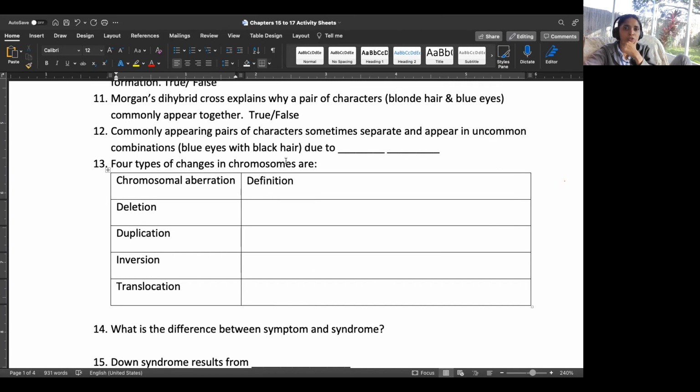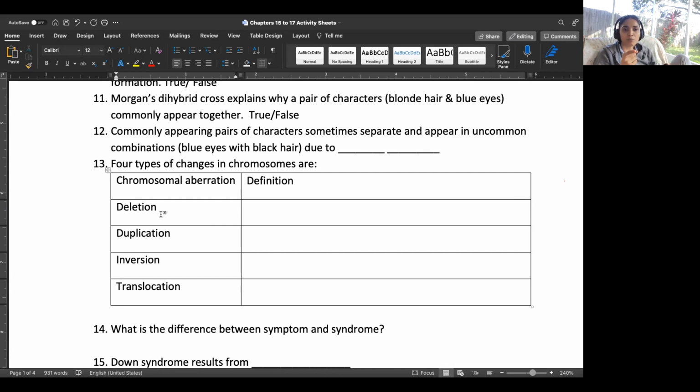The changes in chromosomes are called chromosomal mutations or chromosomal aberrations. A part of a chromosome completely goes missing, that is deletion. A part is replicated and reattached, that is duplication. Inversion: it will go from left to right to right to left, that kind of flipping on a chromosome. And translocation is from one chromosome to another chromosome.